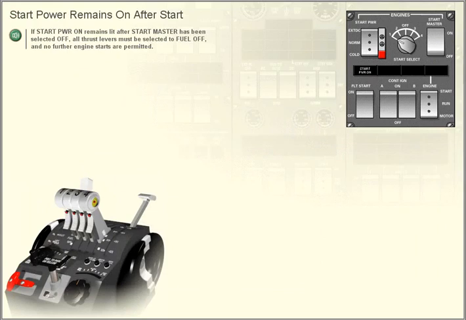Start power remains on after start. If start power on remains lit after Start Master has been selected off, all thrust levers must be selected to fuel off, and no further engine starts are permitted.